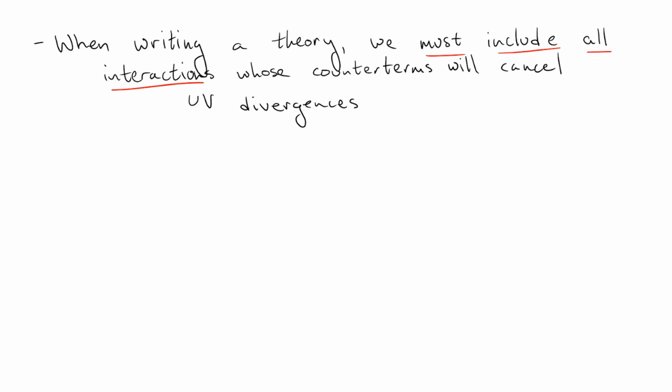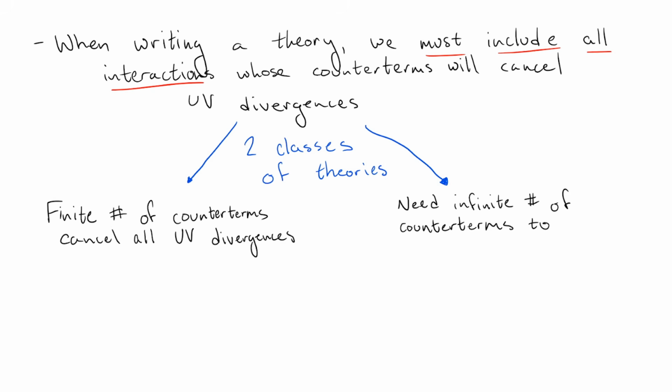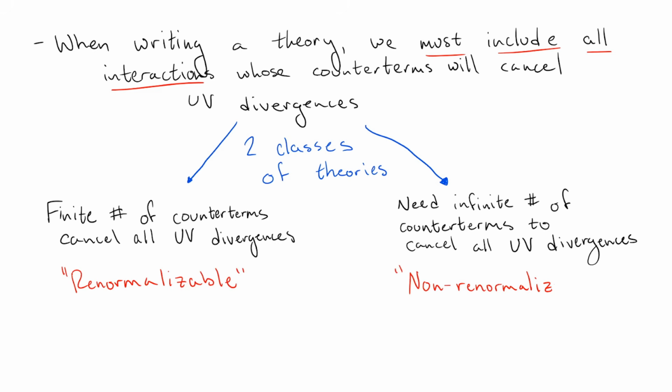This will automatically split our theory into two classes. Those where we only need a finite number of interactions to cancel all divergences, and those where we need an infinite number of interactions. The names of these classes of theories are a bit unfortunate. The former are known as renormalizable theories, while the latter are known as non-renormalizable. However, non-renormalizable is a bit of a misnomer. Nothing really breaks down when we apply our renormalization techniques, it just turns out that we'll need an infinite number of terms in our theory.